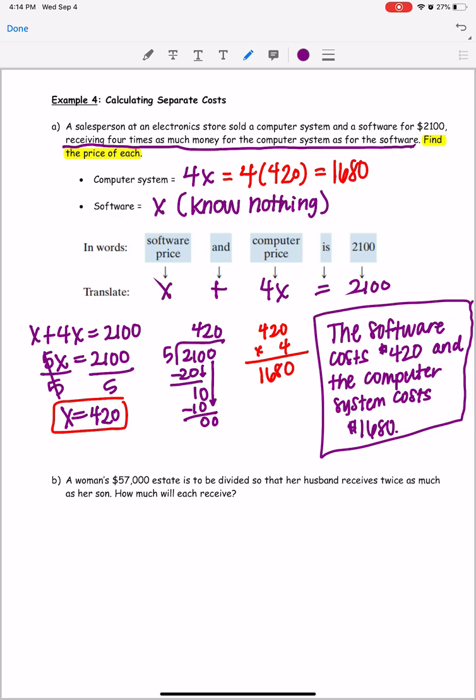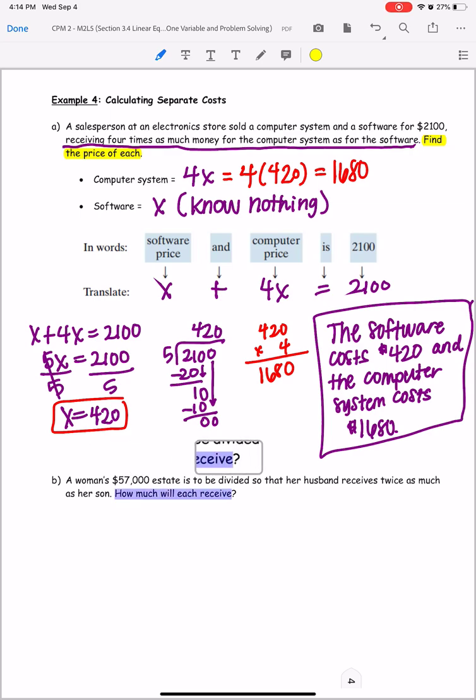On B, a woman's $57,000 estate is divided so that her husband receives twice as much as her son. How much will each receive? So again, because I want to know how much will each receive, this is a 2-answer problem.